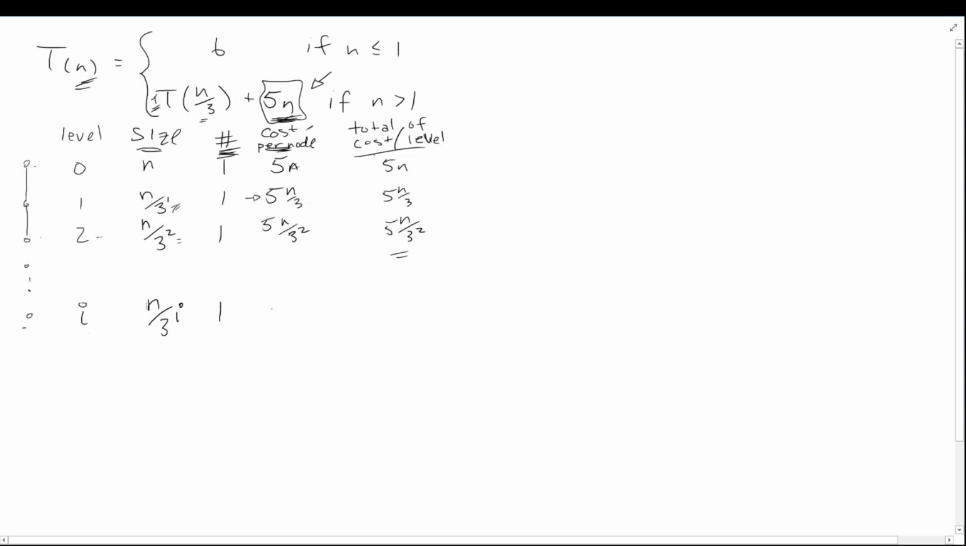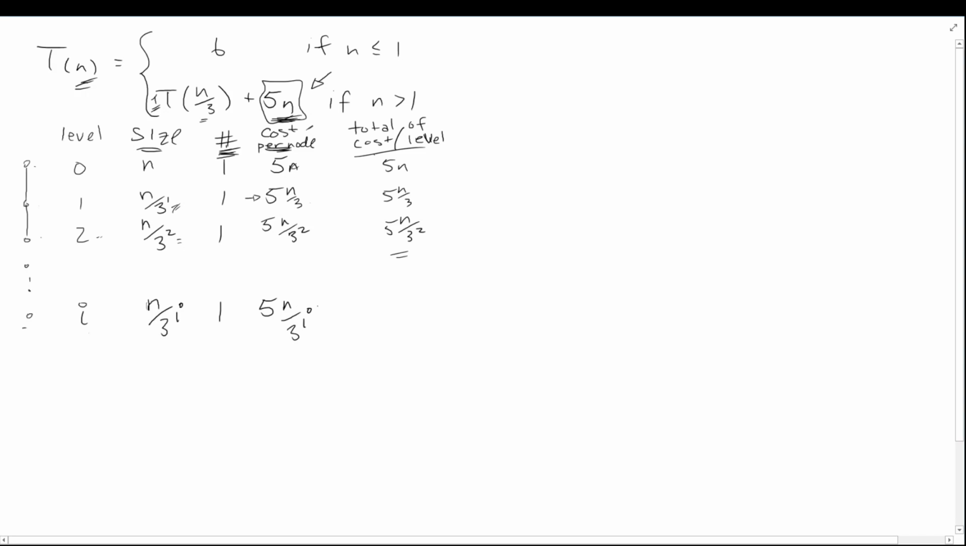It's 1. Okay, it's going to be 1 all the way down. Cost per node. Okay, well, good thing we put some effort into making sure we plugged in the size to the cost per node to make sure we got that right. So that means if we copy that pattern down here, we're going to get 5n over 3 to the I.